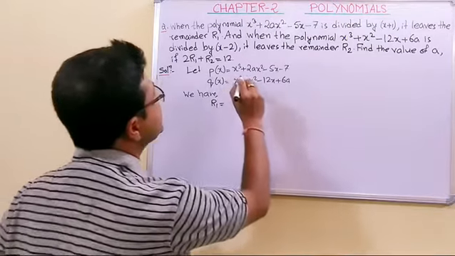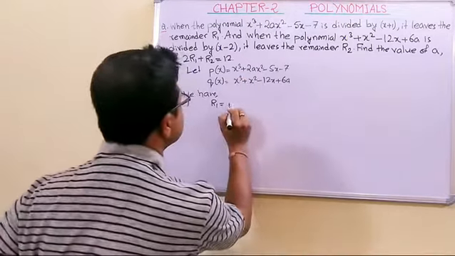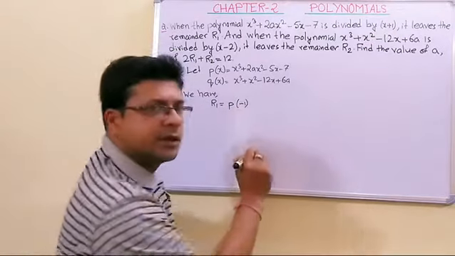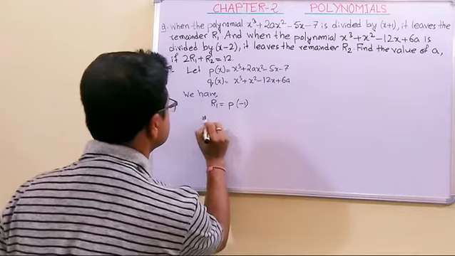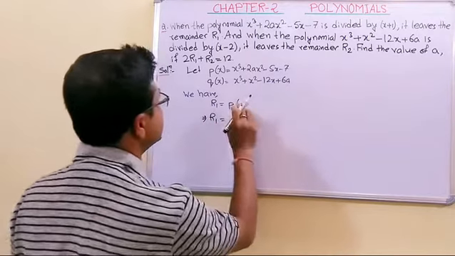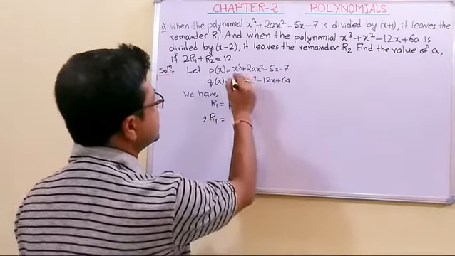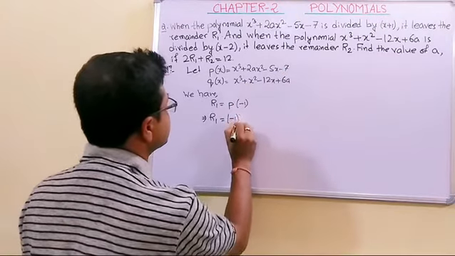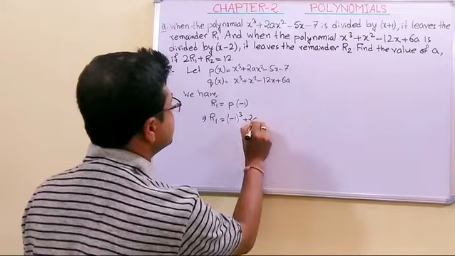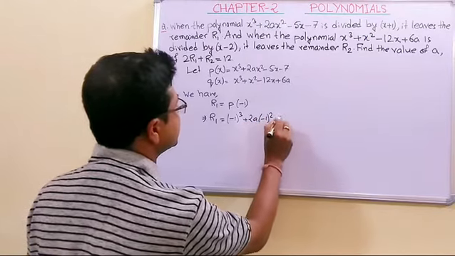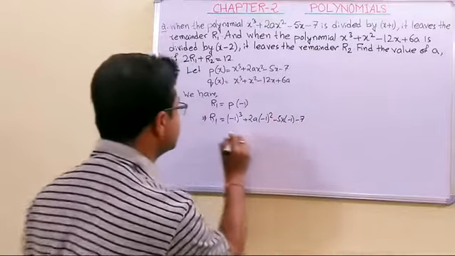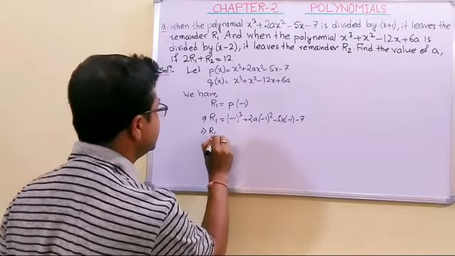How will we find the remainder? The remainder is p of, what is the zero of x plus 1? Minus 1. Got it, students? So r1 equals p of minus 1; in place of x, we shall put minus 1. Here, (minus 1) cube plus 2a times (minus 1) square minus 5 into minus 1 minus 7. So let us find the value of r1.